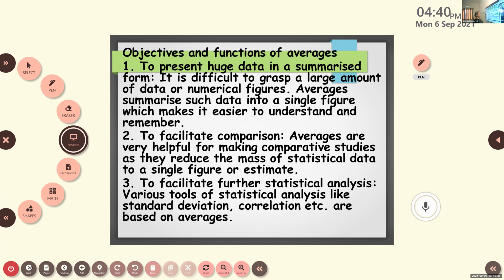Next one, to facilitate further statistical analysis. Afterwards you can see there are various methods through which we can use other statistical tools like correlation and standard deviation. These are all based on averages. We have to get the averages, then only we can use the next steps like standard deviation and correlation. So this will be helpful for us to do further calculations in statistics. So the third one, it will be helpful for further statistical analysis.